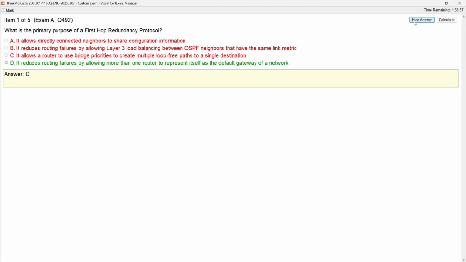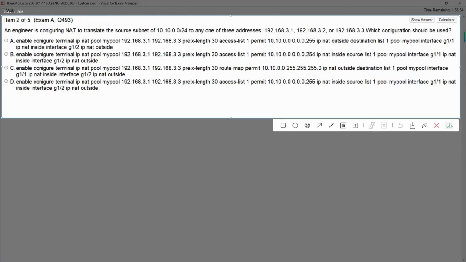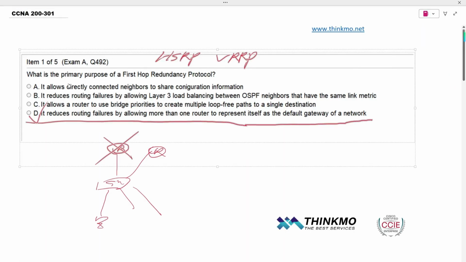Let's look at the correct answer. It's D. All right, on to the second question. The second question is about configuration.